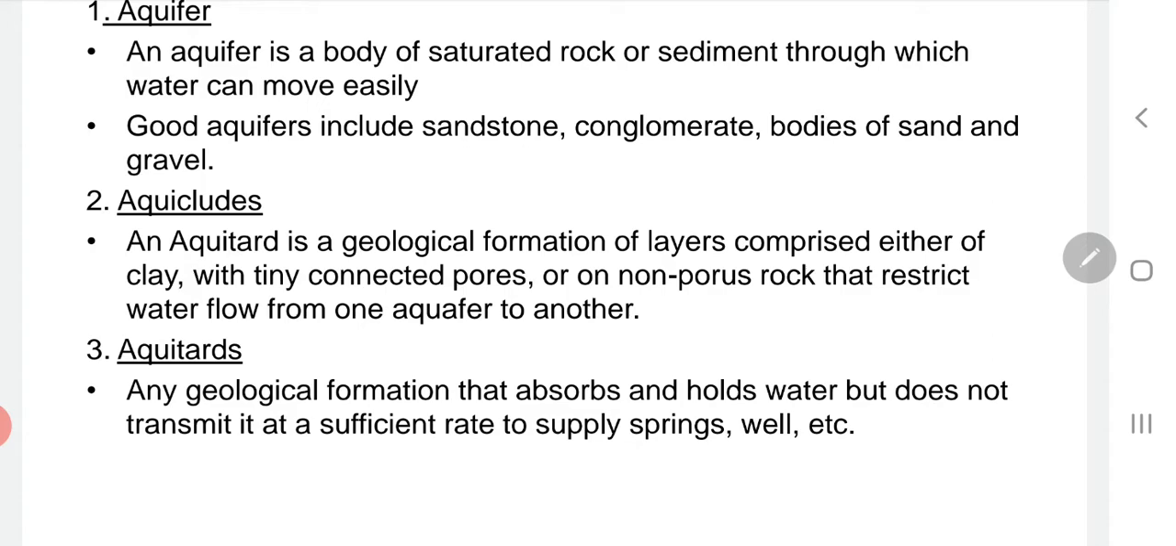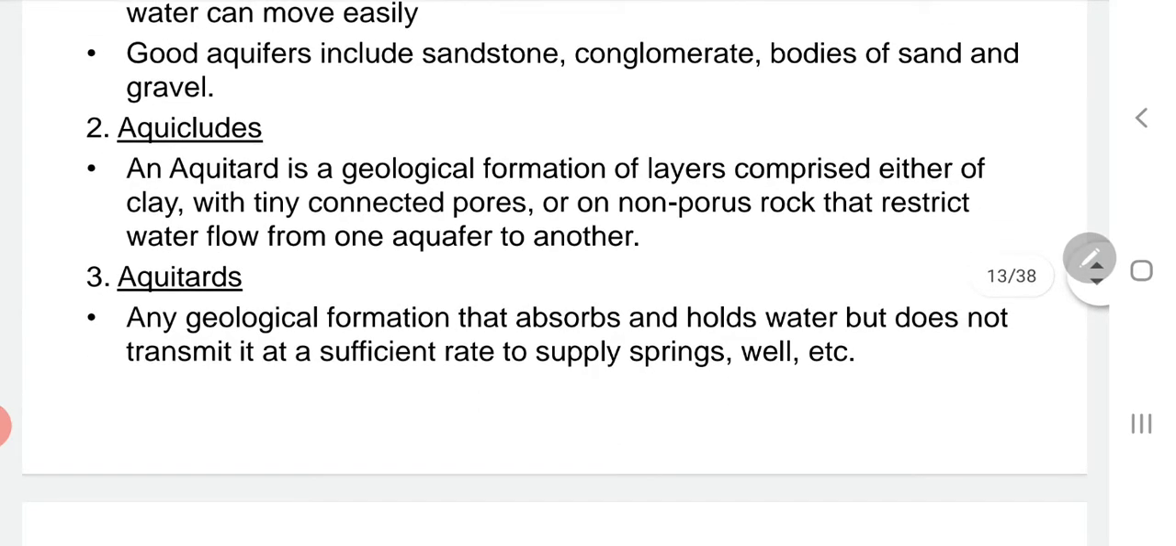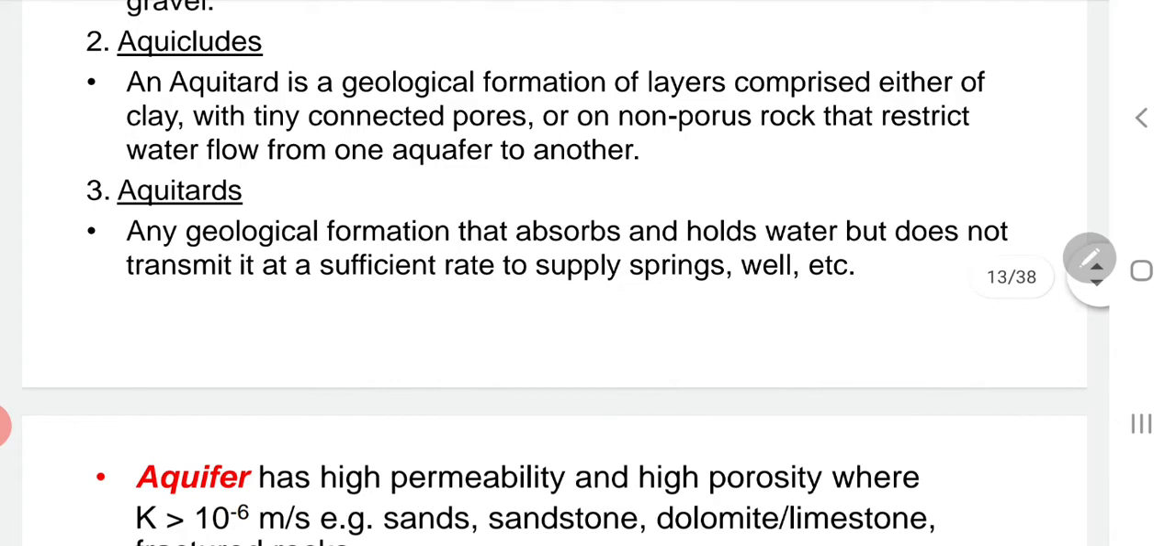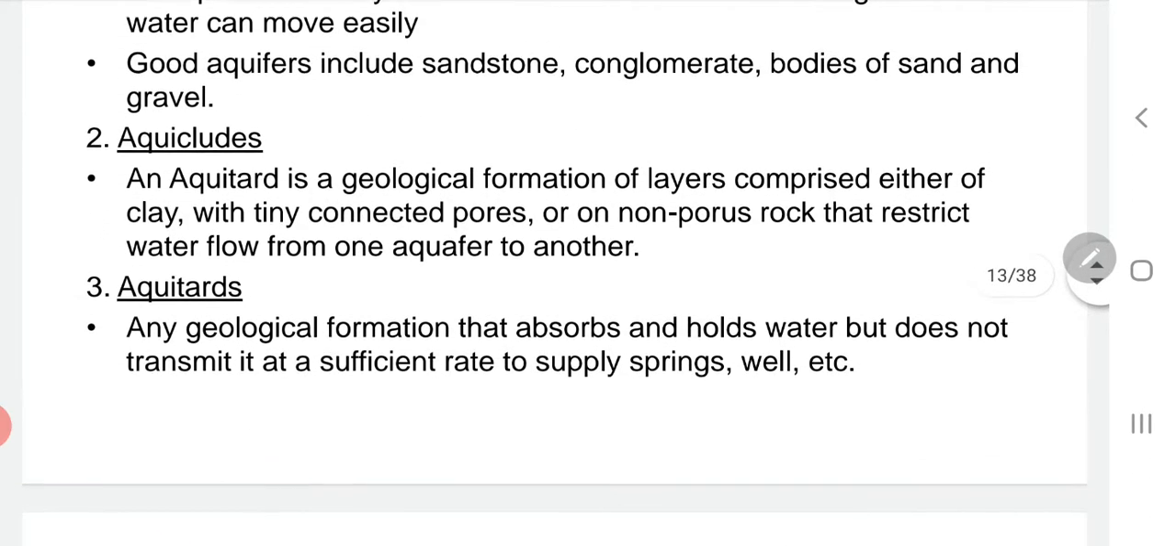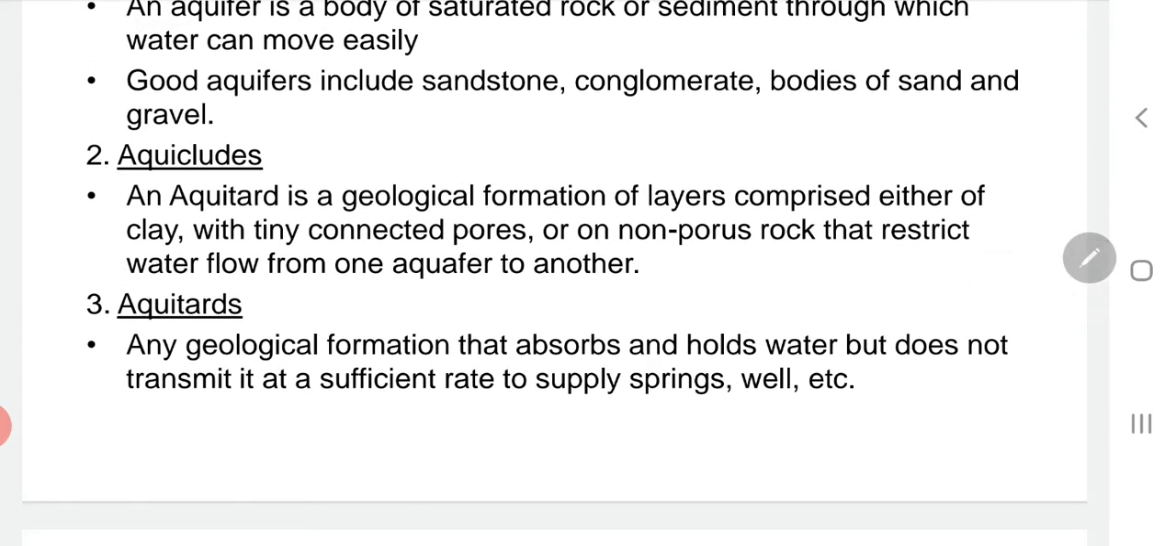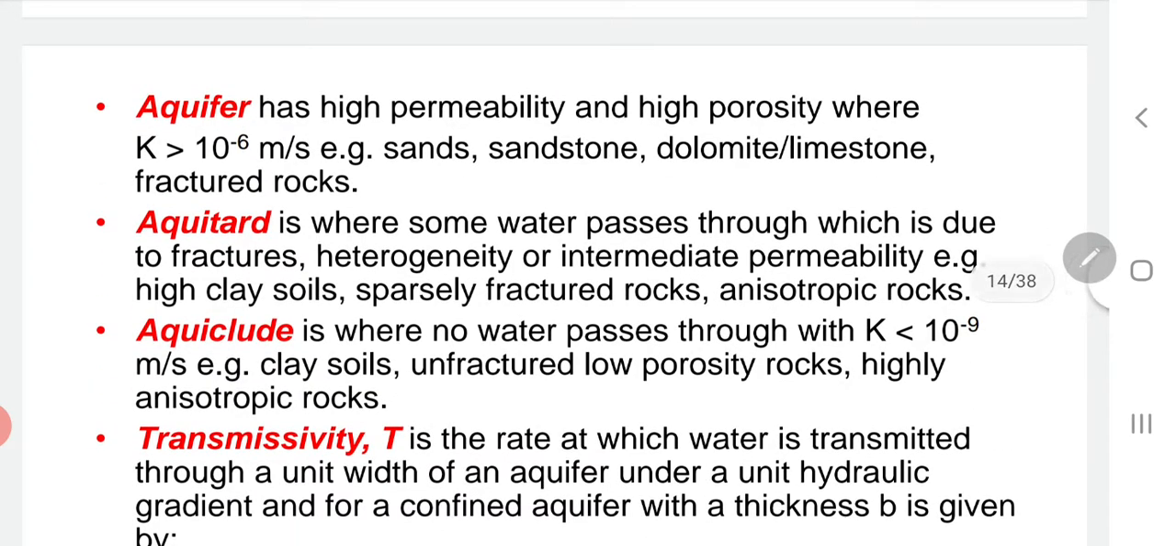But to compare with the last term, which is aquitards, it is a geological formation that absorbs and holds water but does not transmit it at a sufficient rate to supply, for example, spring, well, and etc. So if you have groundwater but it is very difficult for you to extract water from it, that is what we call aquitards. So you can differentiate all of these three in terms of the definition, and also in terms of the rate to withdraw water from these three places.